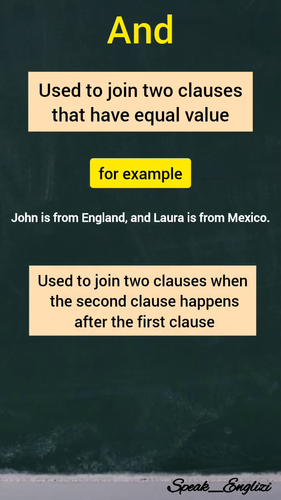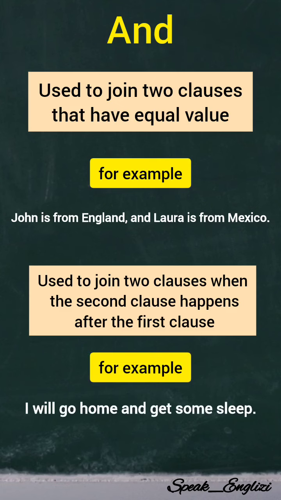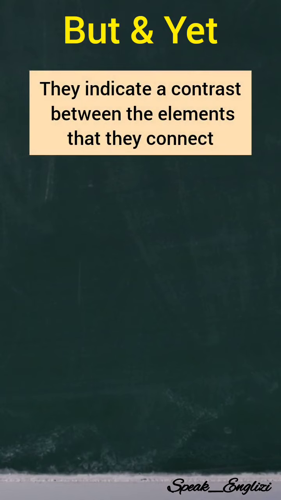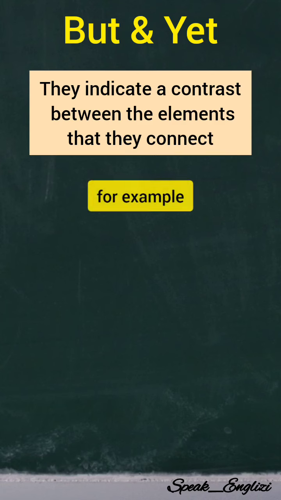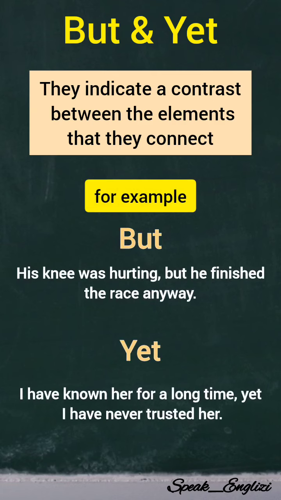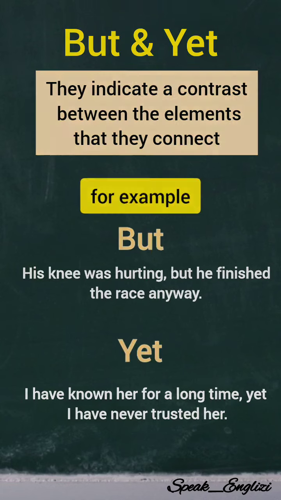We also use and to join two clauses when the second clause occurs after the first clause. For example, I will go home and get some sleep. But and yet indicate a contrast between the elements they connect. For example, His knee was hurting, but he finished the race anyway. I have known her for a long time, yet I have never trusted her.